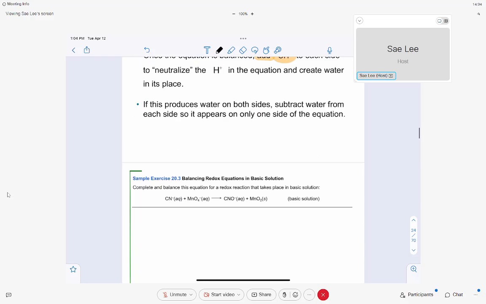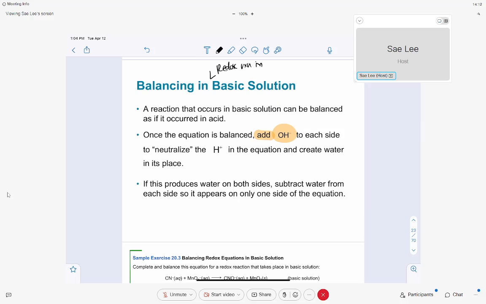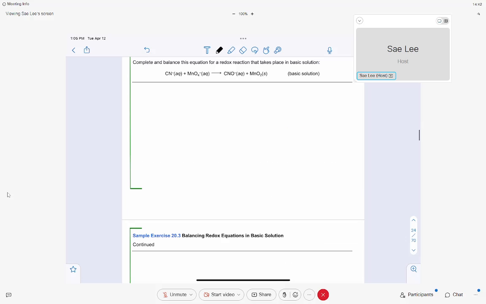So the key point is that you balance the reaction equation as if you're balancing an acidic redox reaction. Once the equation is balanced, you should add hydroxide to each side to neutralize any protons present in the equation. Then proton and hydroxide, you write it as water. Okay, let's try a sample exercise.